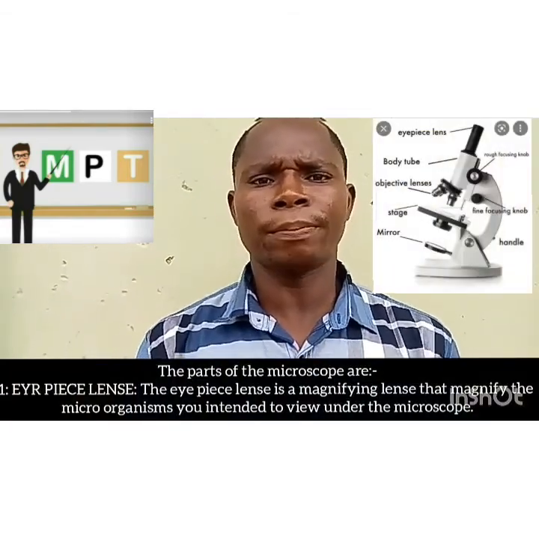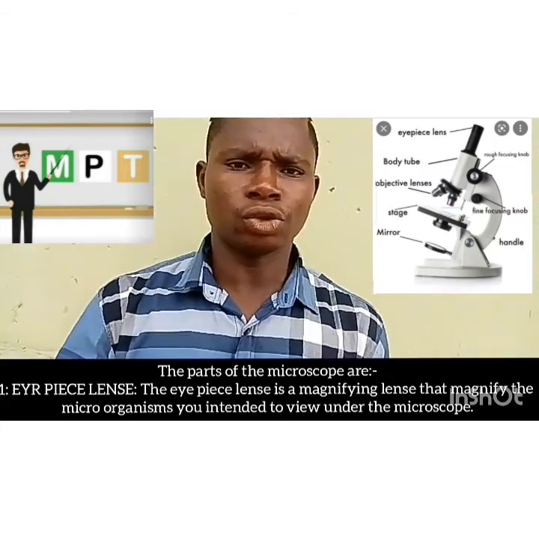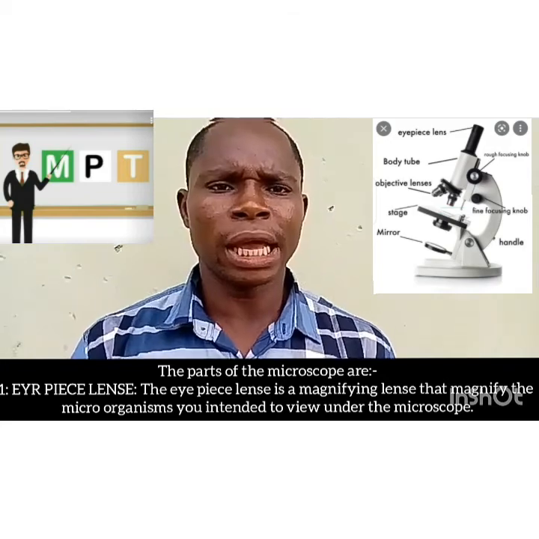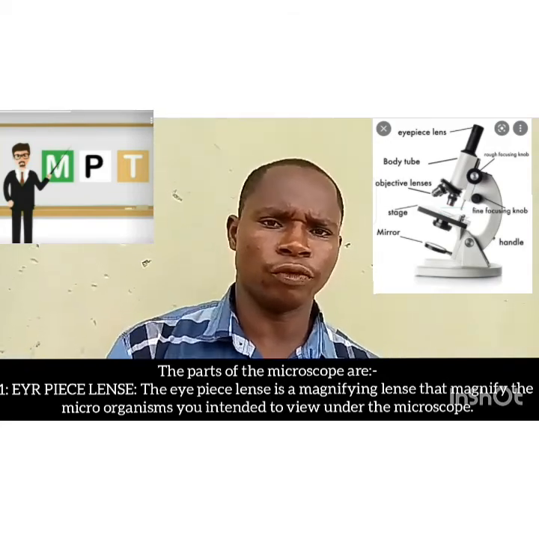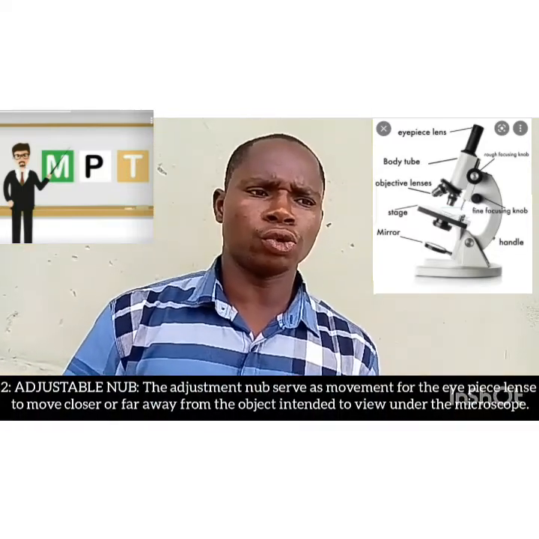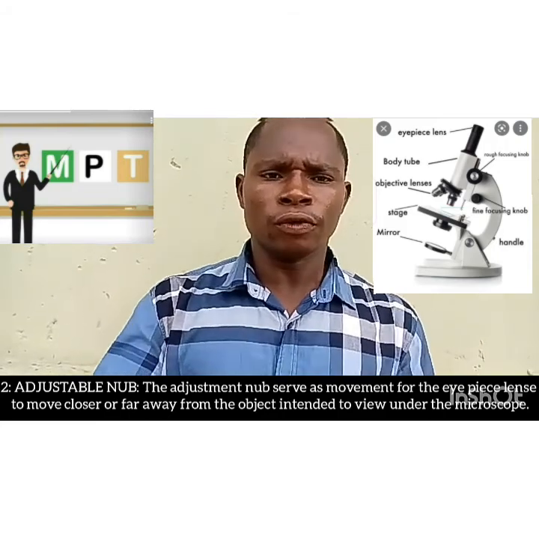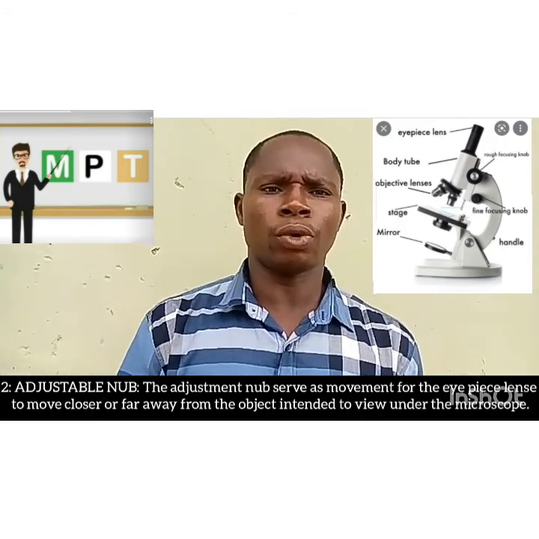Number 1, the eyepiece lens. The eyepiece lens is a magnifying lens that is used to magnify any microorganism we intended to view under the microscope. Number 2, we have the adjustable knob. This knob on the microscope serves as a movement for the eyepiece lens to move closer or far away from the microorganism we intended to view till we have a desirable vision of the microorganism.